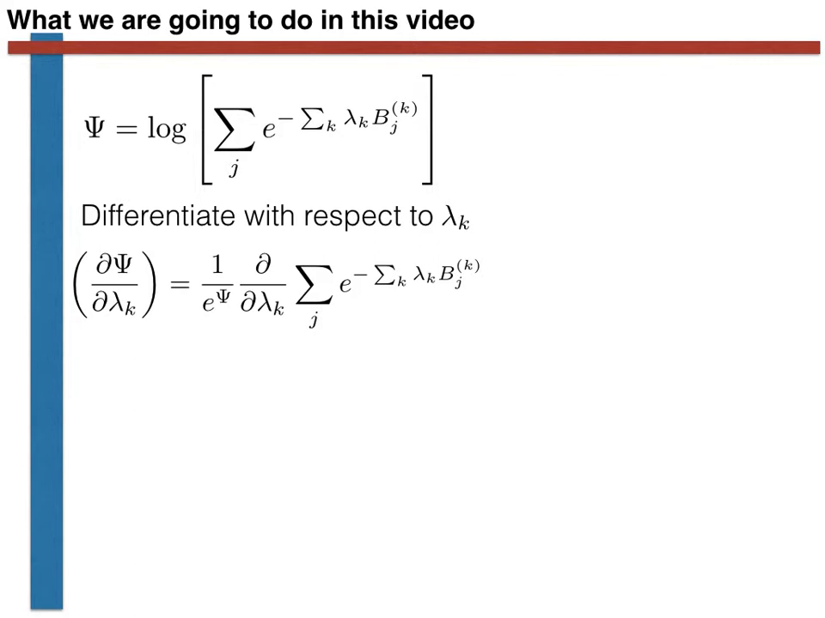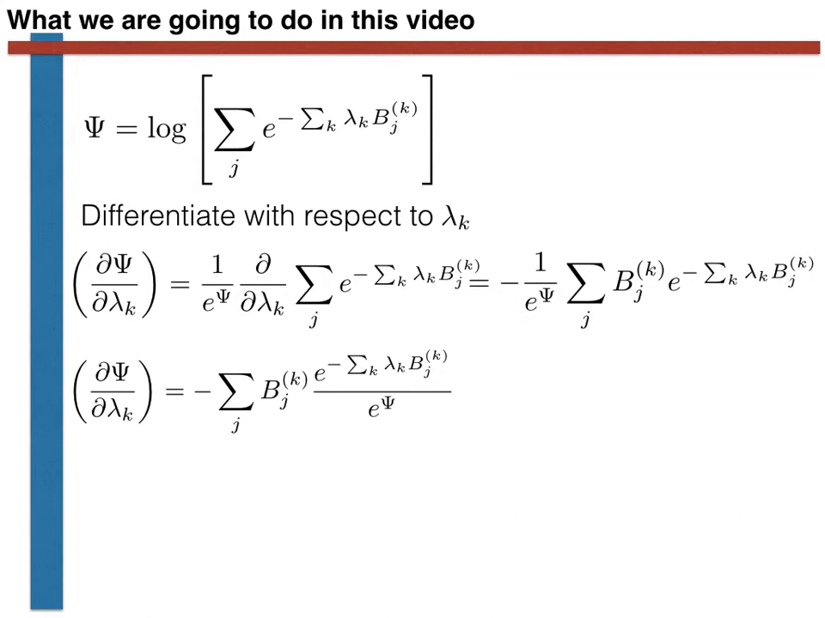Our next step is to exploit the distributive property of the derivative operator and to thus bring the differential operator, the partial by partial lambda k, inside the summation. We then once again exploit the chain rule in taking the derivative of the exponential as shown here. We now bring the 1 over e to the psi into the sum.